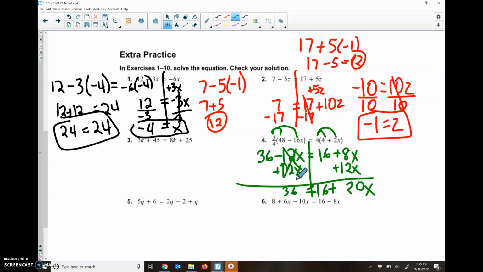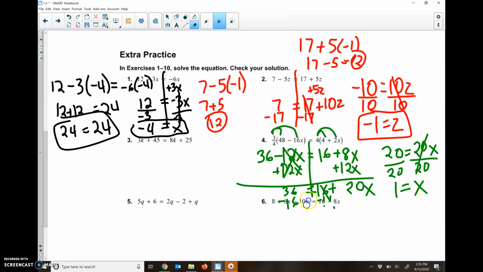Okay, so then I end up with 36 equals 16 plus 20x. So I'm going to end up minusing 16 from each side. 36 minus 16 is 20. So I got 20 equals 20x. Divide both sides by 20. And 20 divided by 20 is 1. So I get 1 equals x.